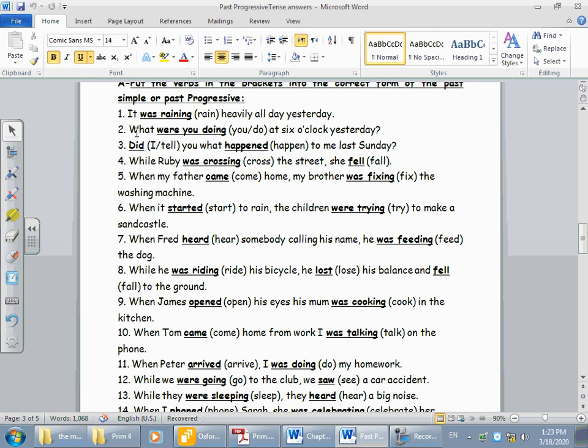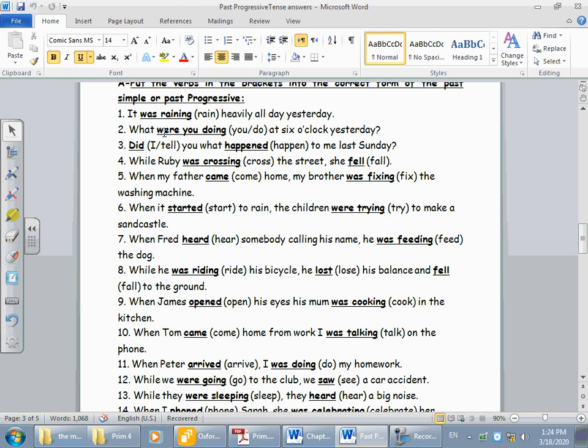Number two, what, between two brackets, you do at 6 o'clock yesterday. Here, guys, we have a specified time in the past, which is 6 o'clock yesterday, and we have to put it in the question form, the past progressive in the question form. How could we form it? This way. What were you doing at 6 o'clock yesterday?